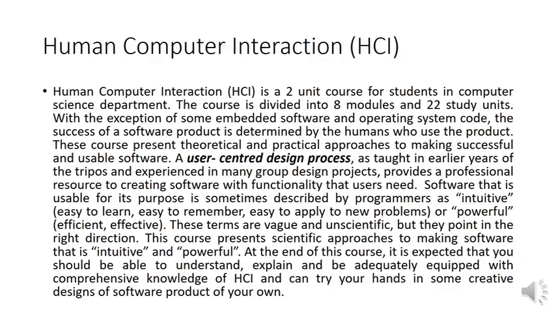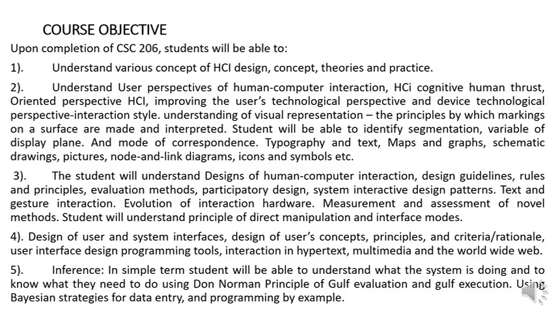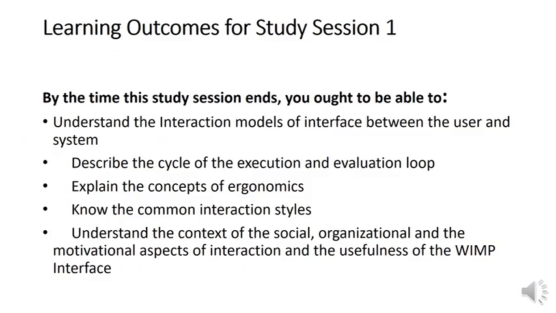The computer interaction still remains the same thing, and the core objectives still remain the same thing. But the learning outcome is quite different. So at the end of this particular class, we expect the student to have at least an understanding of interaction models of interface between the user and system. And the student should be able to describe the cycle of execution and evaluation loop.